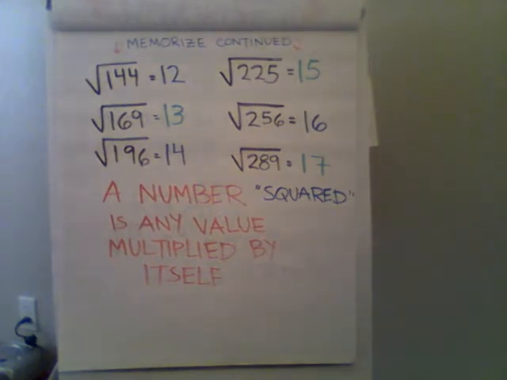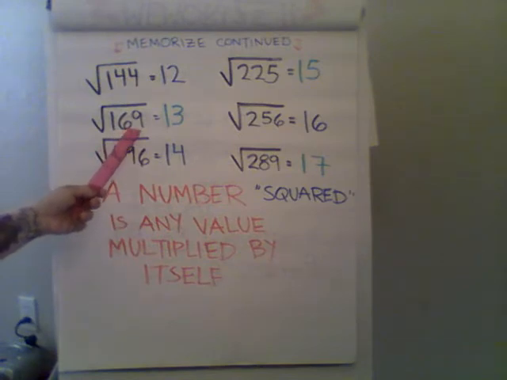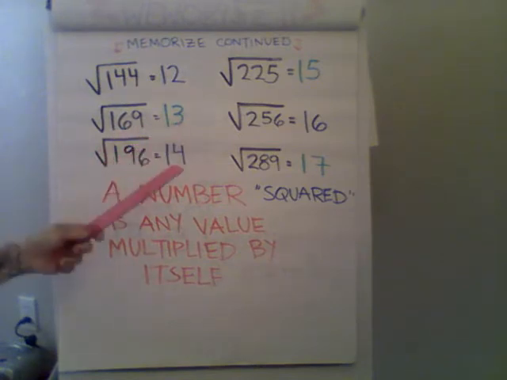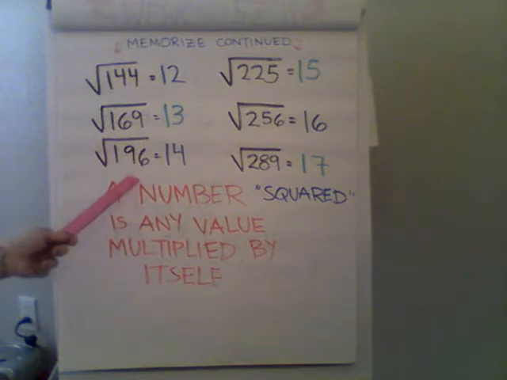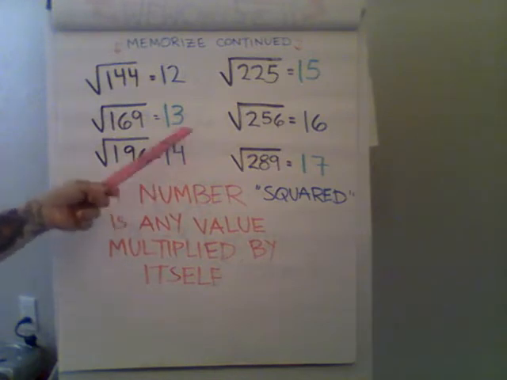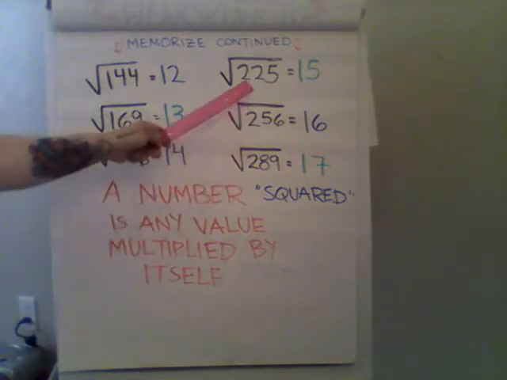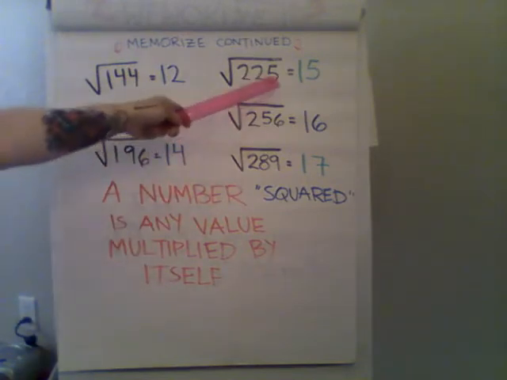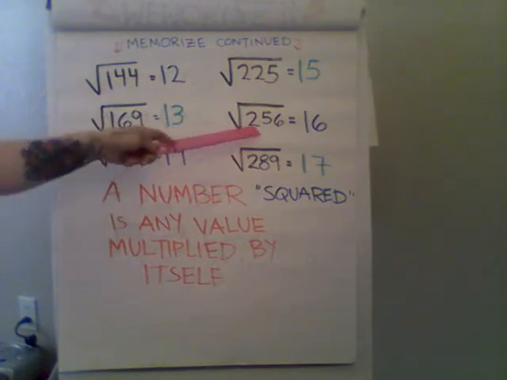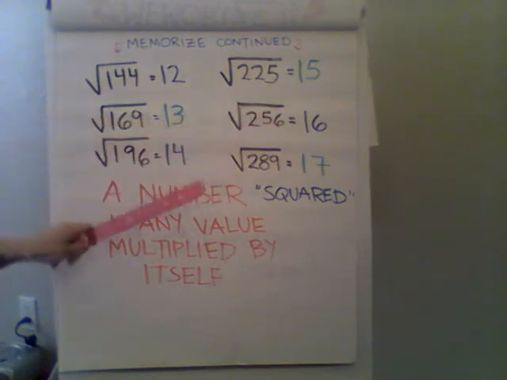So go ahead and pause and copy these down as well. We have the square root of 144 is 12. The square root of 169 is 13. The square root of 196 is 14. 14 times 14 will give you 196. The square root of 225 is 15. The square root of 256 is 16. And the square root of 289 is 17.